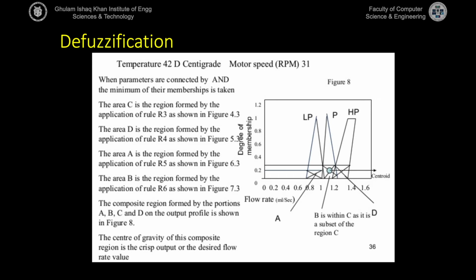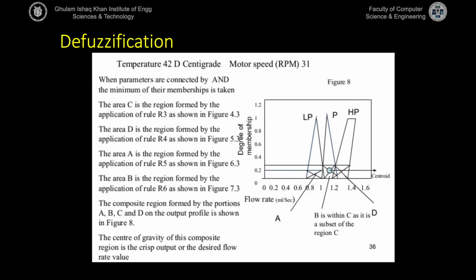And of course, after finding the point of interest, what we need to do is find the centroid. The first method and the second method are kind of similar as well. If you find the centroid, the x-axis value of this particular region is going to be the crisp value that you're going to output for your solution. So in this case, for example, the crisp value that I got for a temperature of 41 to 42 degrees and fan speed of 31 revolutions per minute was 1.1 milliliter per second as the flow rate.